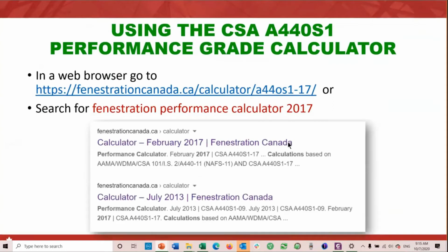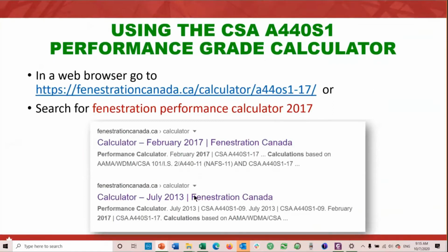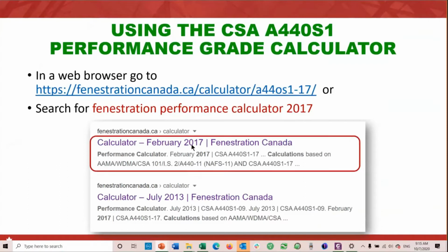When you do a search in the browser, you'll notice that you might have a couple of hits because there's an older version of the calculator and a newer one. So be sure to use the calculator for February 2017. That's the one that belongs with NAFS 11 and CSA A440S1-17, the version of NAFS that's in the code today. The old calculator uses an older version of that calculation, which has been superseded by the new one.